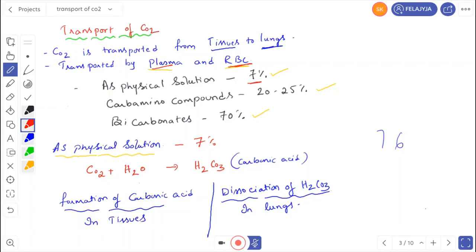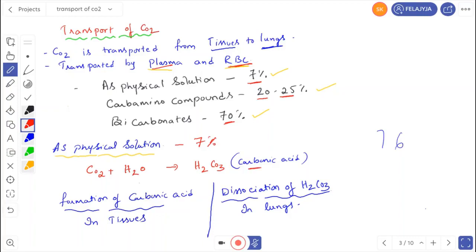As carbamino compounds, 20 to 25% of carbon dioxide is transported. As bicarbonates, 70% of carbon dioxide is transported. That means more carbon dioxide is transported in the form of bicarbonates. So as physical solution, how much? 7%. So carbon dioxide combines with the water present in plasma and forms carbonic acid.